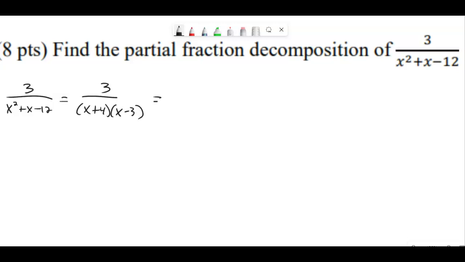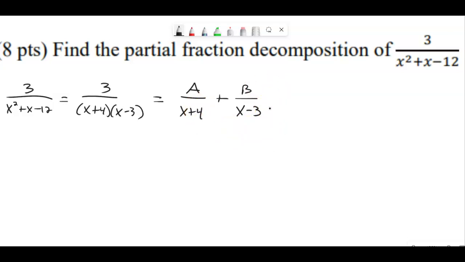And then we're going to suppose that this is equal to A over the first one, x plus 4, plus B over the second one, x minus 3. So this is our partial fraction decomposition attempt. Can we write this left one in terms of the sum of these two on the right? If we can find the correct A and B that makes this equal, then we have decomposed this as partial fractions.